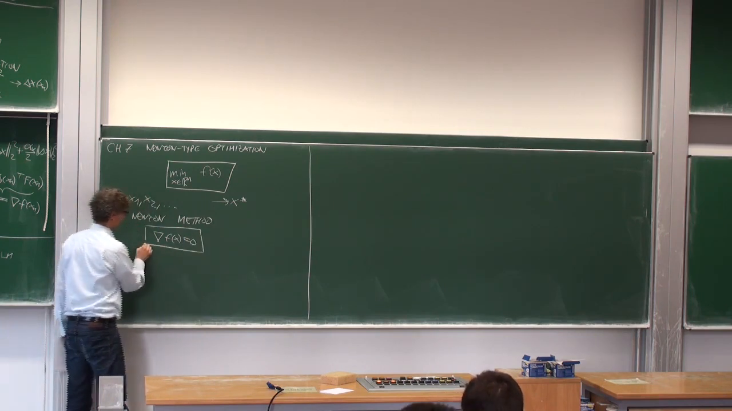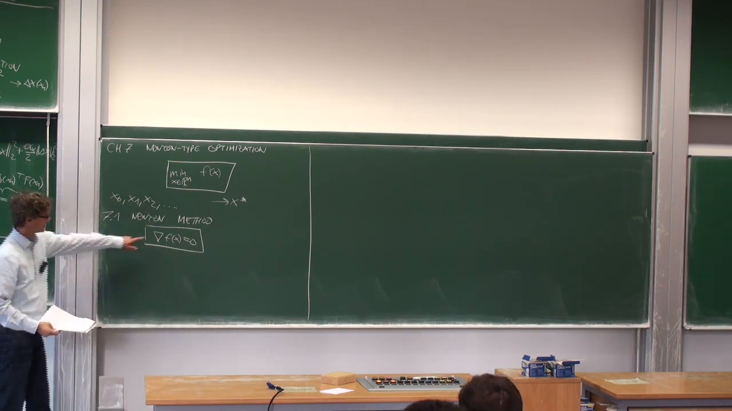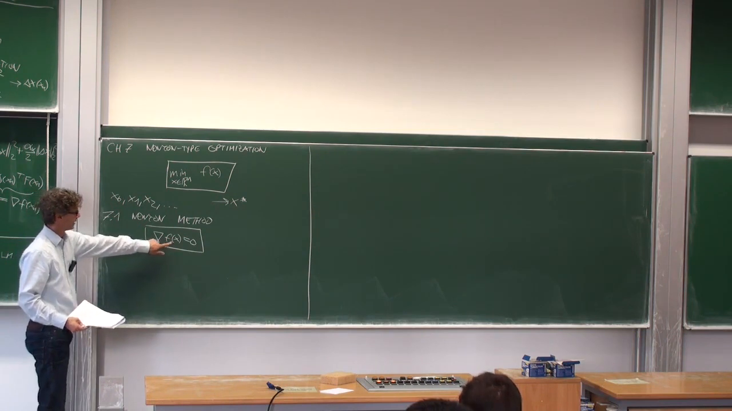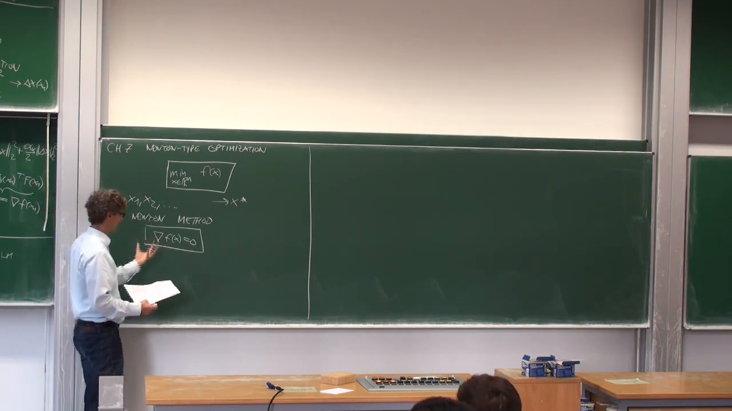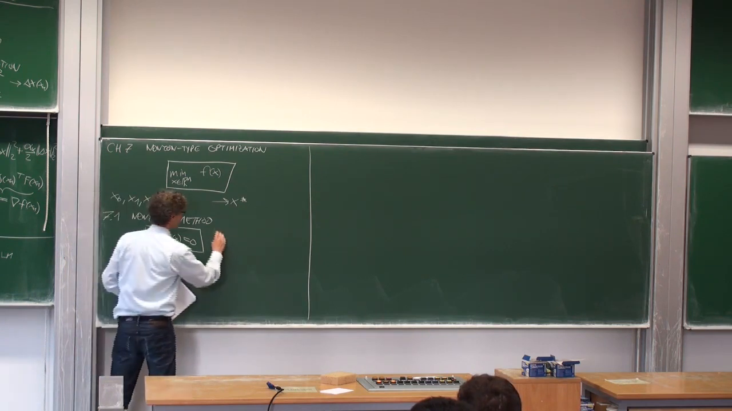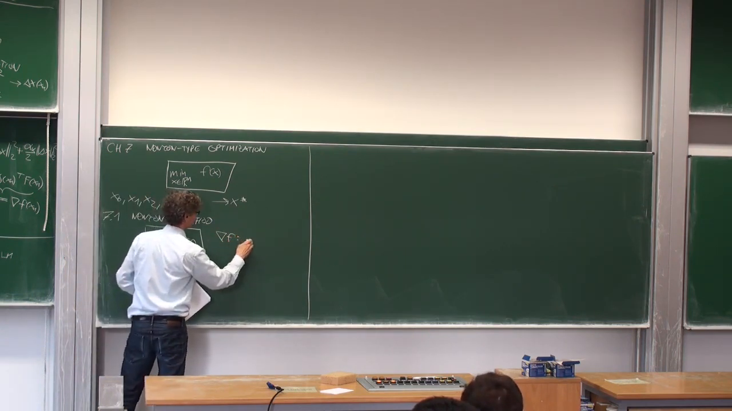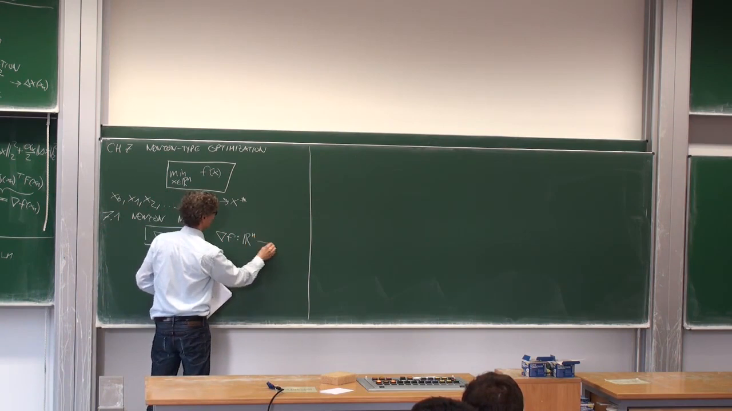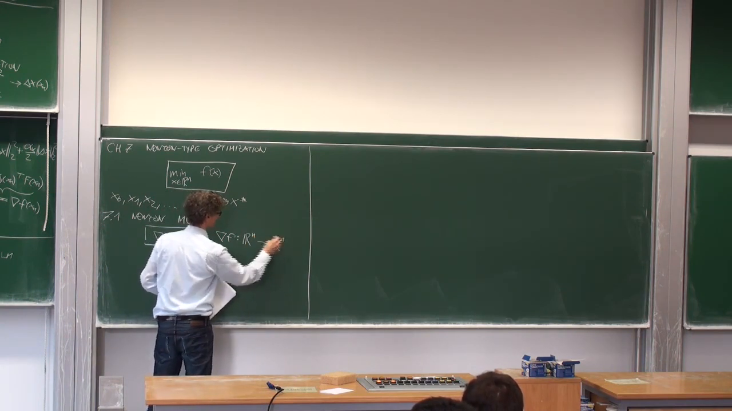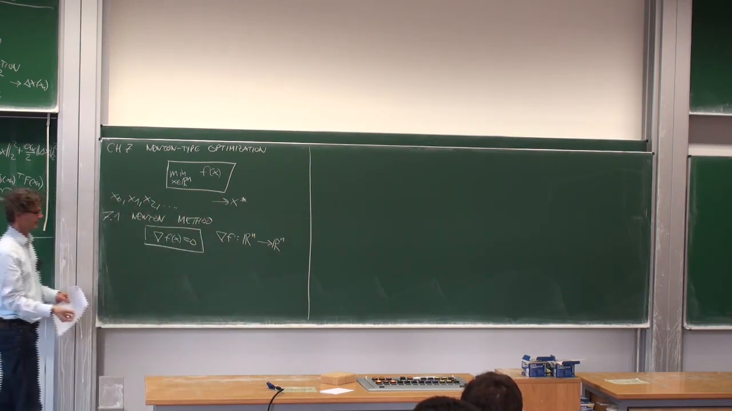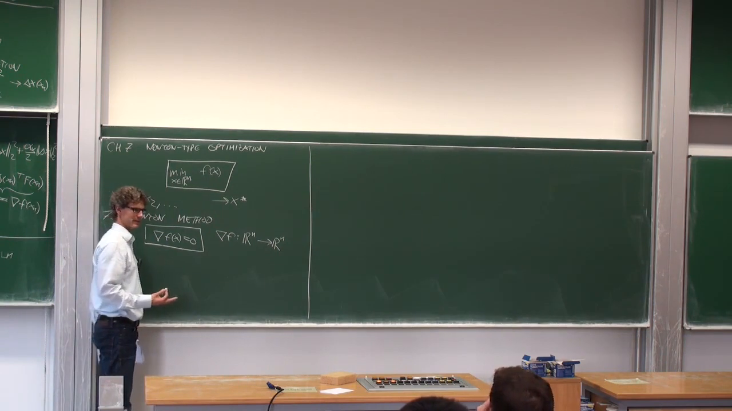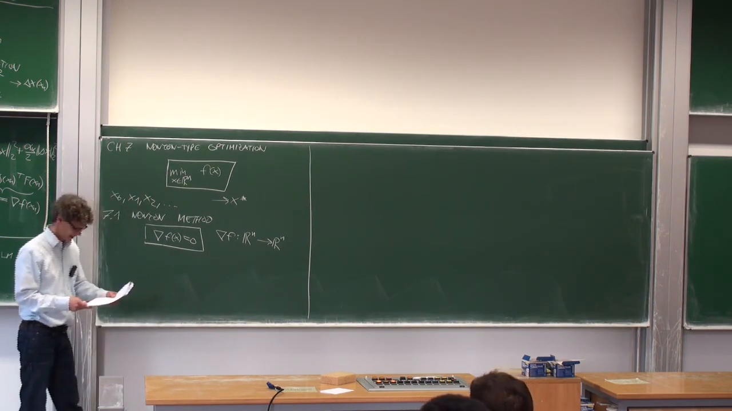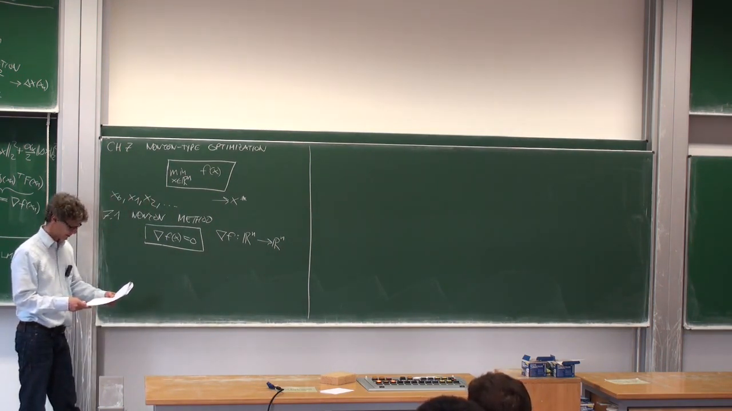But why is this meaningful? Because the gradient itself has n components. X itself has n components, right? So the nabla f as a function is actually a function from Rn to Rn, because the gradient itself has n components. So it is a square nonlinear system of equations. So we can actually apply Newton's method to it. And I will not introduce new notation here.